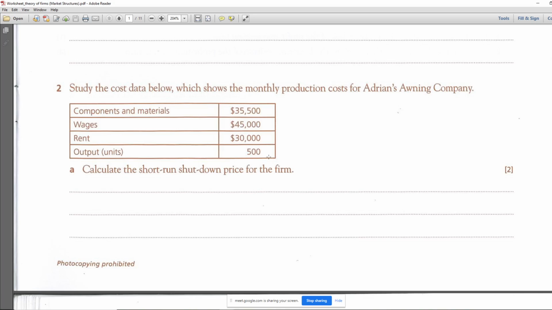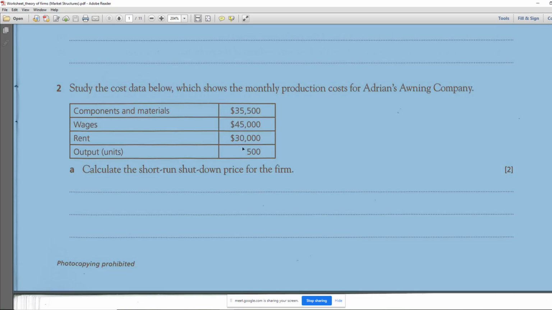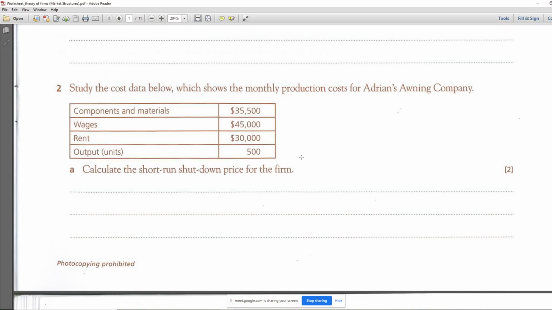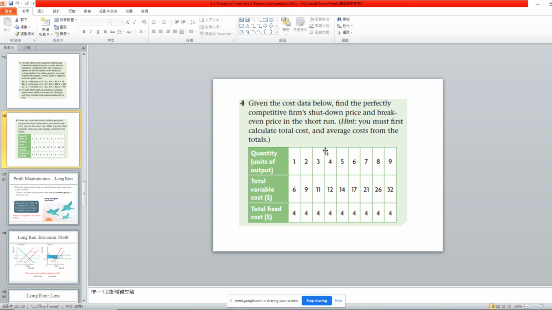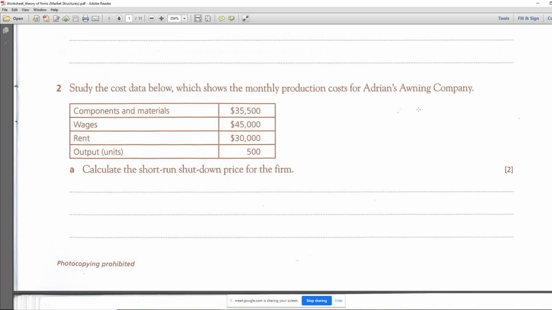So if we do the calculation there, you will be able to find that. Assuming at this output you will get the minimum level of ATC. Once again, this question is not as clear as the question here. This is more realistic. You have to actually calculate the average cost for each output and find the minimum cost for that.